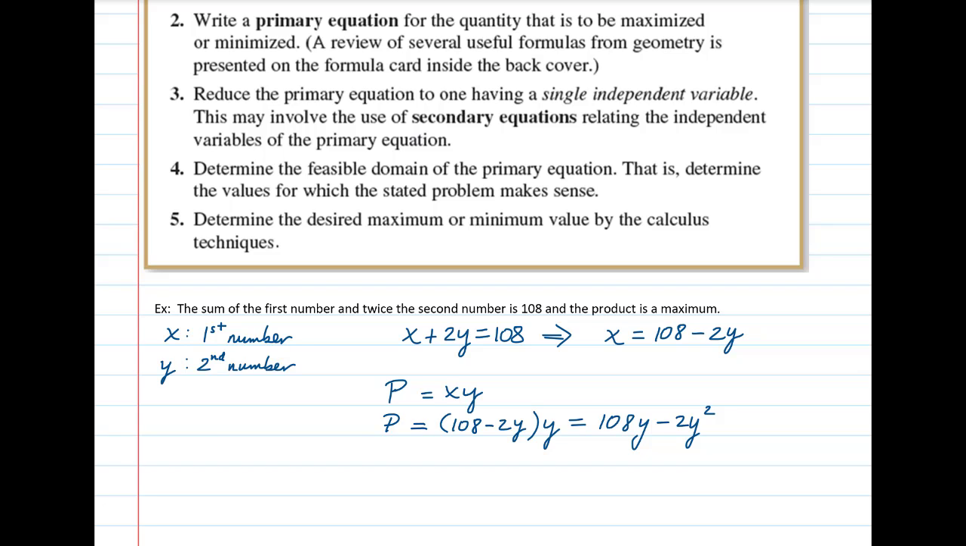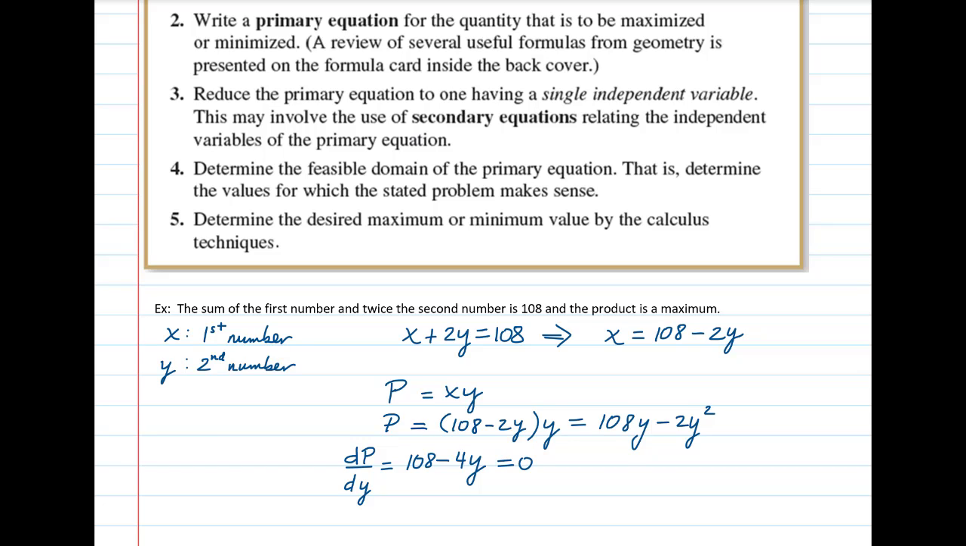Notice how I've accomplished step number 3. I have my product in terms of just one variable, in this case y, with the purpose of having a function of one variable. That way I can take the derivative with respect to that variable, which is y for us. So we go ahead and do that. The derivative of the product with respect to y is going to be equal to 108 minus 4y.